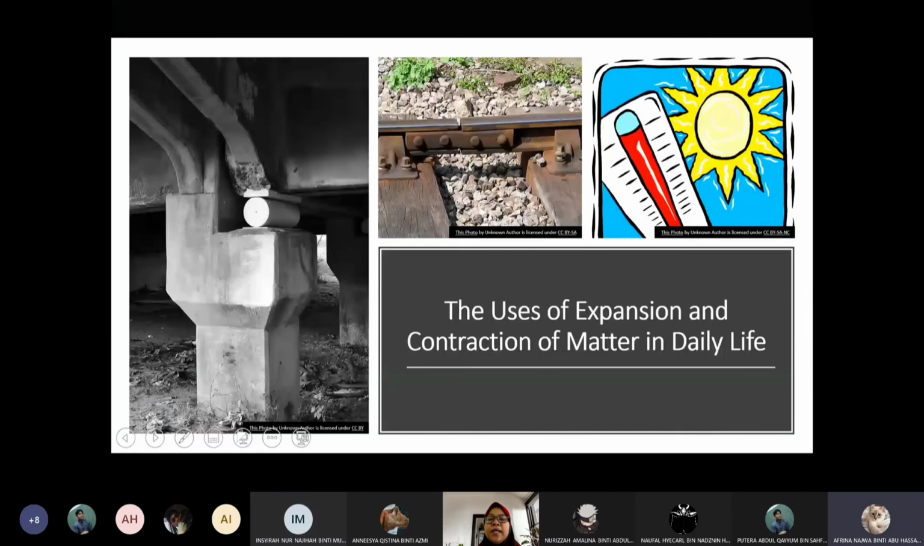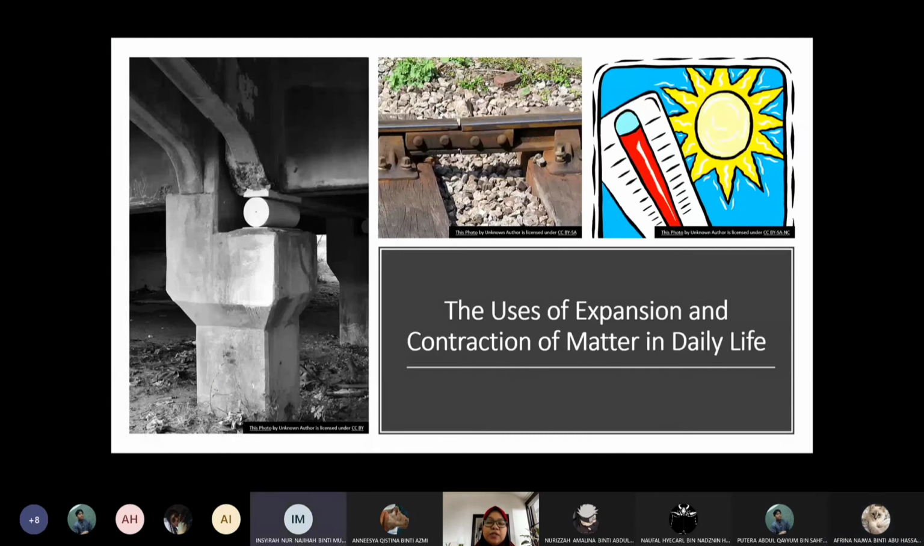So here are examples of uses of expansion and contraction in our daily life. Any other examples? Electric wire. Jar lid, very good. Sometimes when you close the jar very tight, one way to open the jar is to put the lid in hot water. So what happened to the lid? The lid will expand. So you can open it.